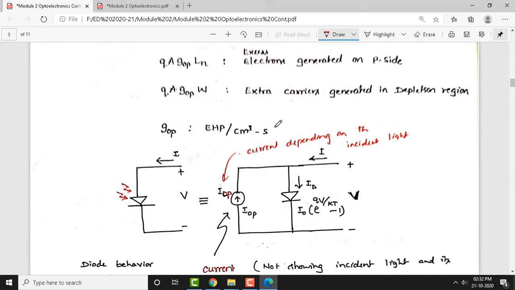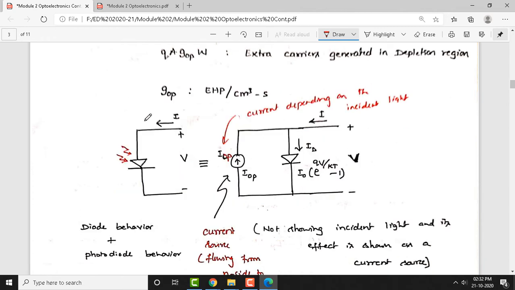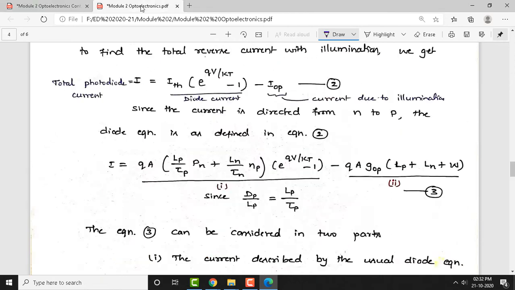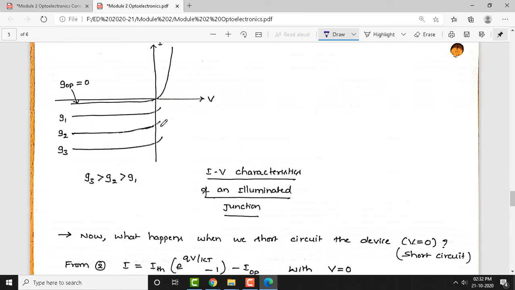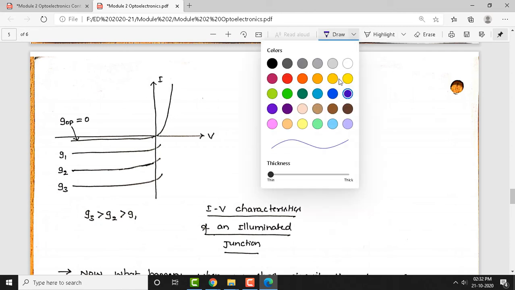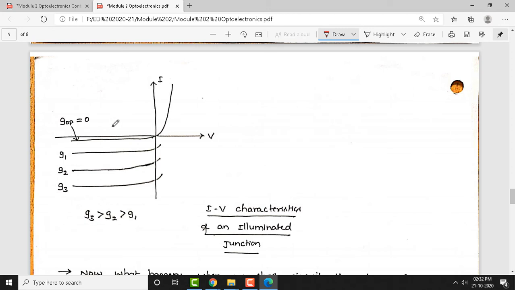Now, we need to calculate two different things here. One is the short circuit current and the other one is the open circuit voltage. Let us see, if you look at the voltage versus current characteristics of an illuminated junction, just observe this characteristics. This is the forward characteristics that you are seeing.